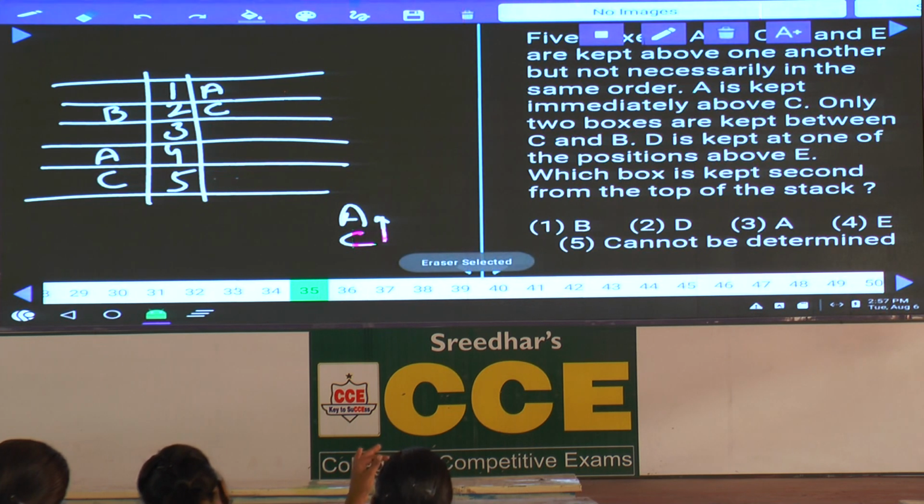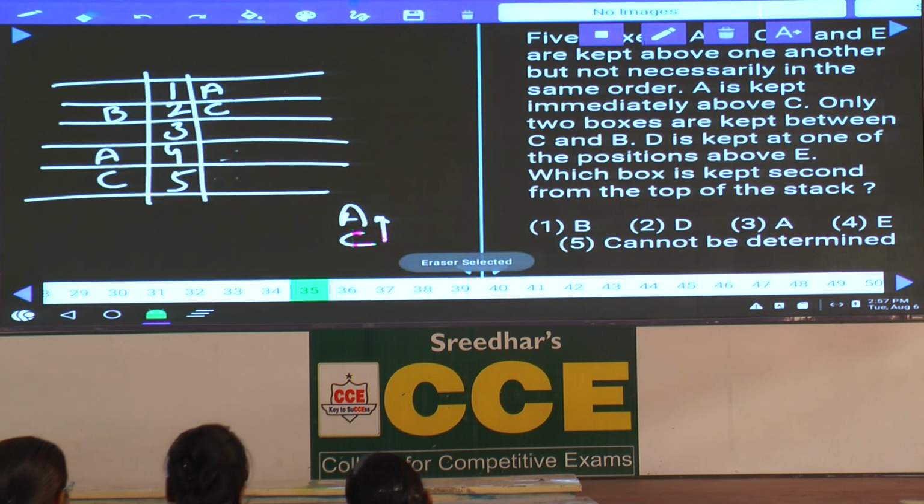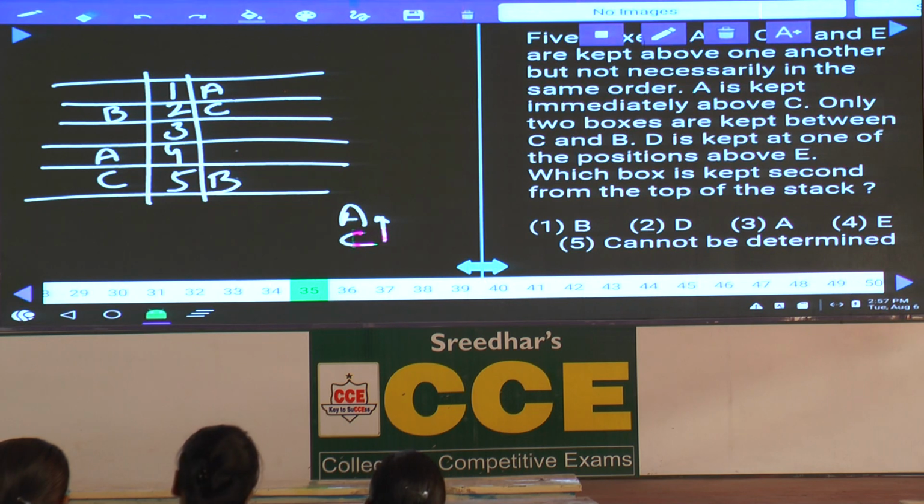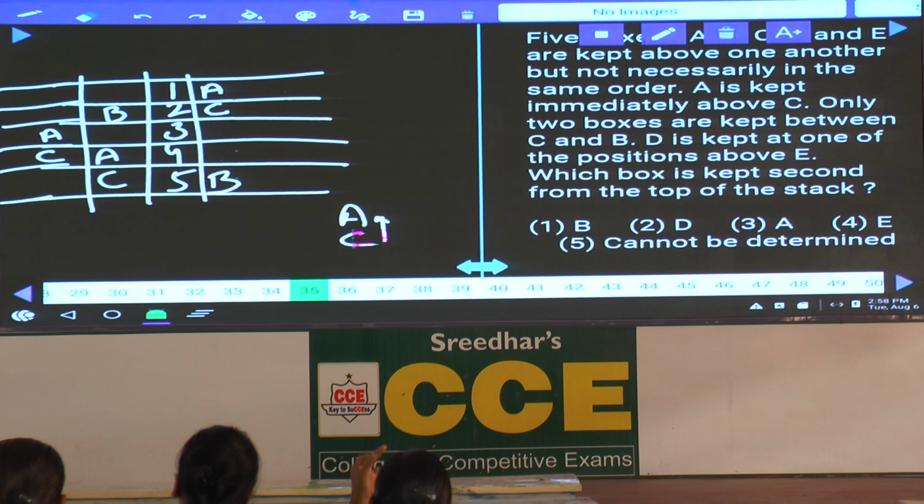Hence, in this case, B must be in the fourth place. Only two in between. Only two boxes are kept between C and B. Only two are between C and B, B must be at the fifth position. Then, only two are in between. Then, what is the other possibility we have? Only two are in between. In this case, it seems that there is one more possibility, isn't it? What is that possibility here? If A is here, then C will be here, and two in between C and B, B can be here.